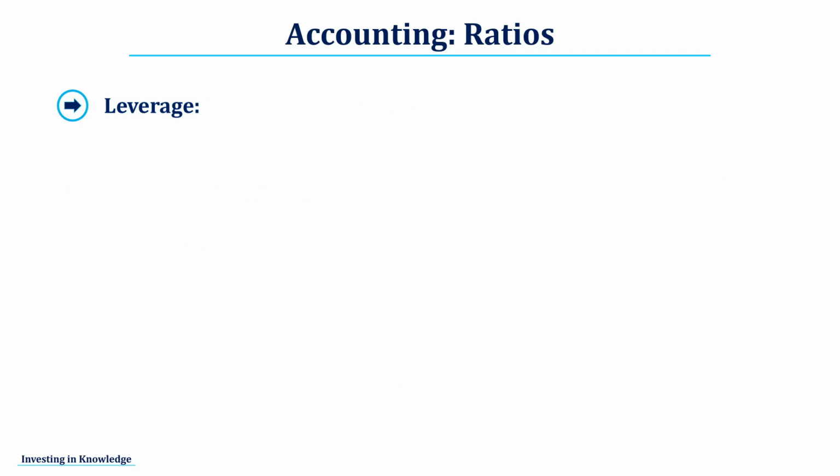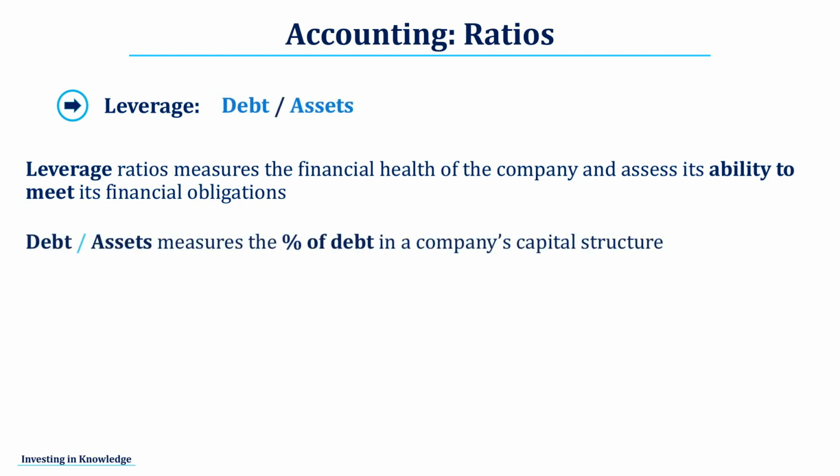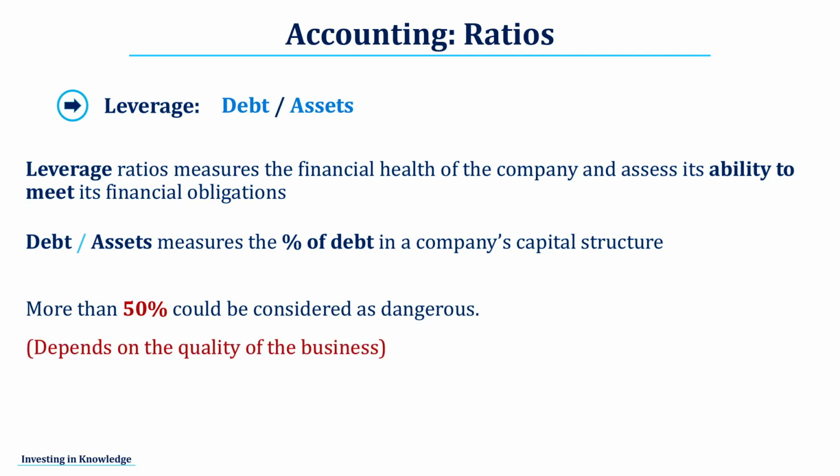Leverage. Leverage ratios measure the financial health of a company and assess its ability to meet its financial obligations. Debt to assets ratio measures the percentage of debt in a company's capital structure. More than 50% could be considered dangerous, but it all depends on the quality of the business.